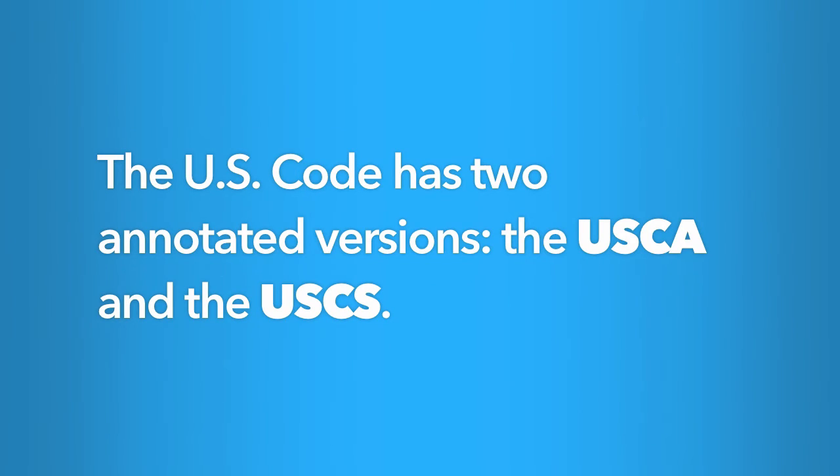There are currently 2 annotated versions of the U.S. Code published. The United States Code Annotated, or USCA, now published by Thomson Reuters, and the United States Code Service, or USCS, now published by LexisNexis. It's important to note that the 2 different annotated codes may contain different annotations. You may find a reference to a particular case, journal article, or treatise in the USCA, for instance, which is not listed in the USCS.